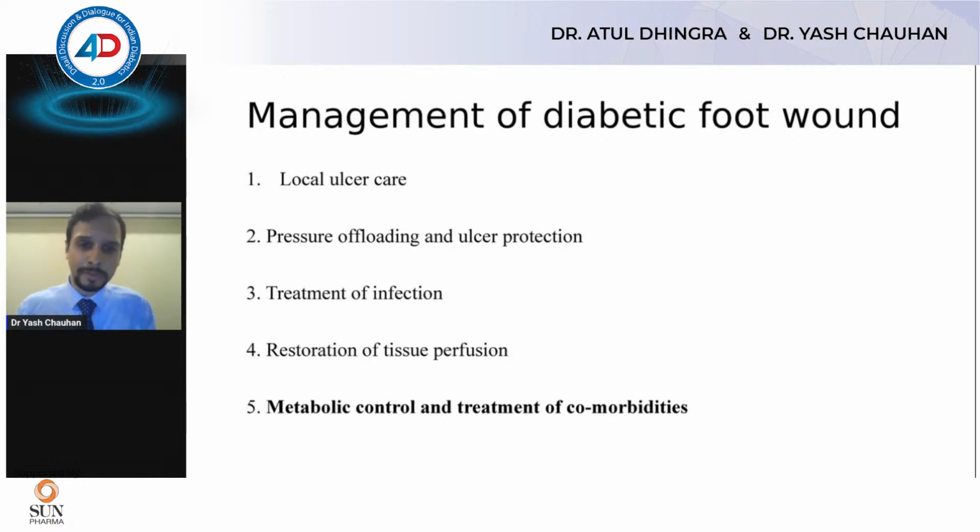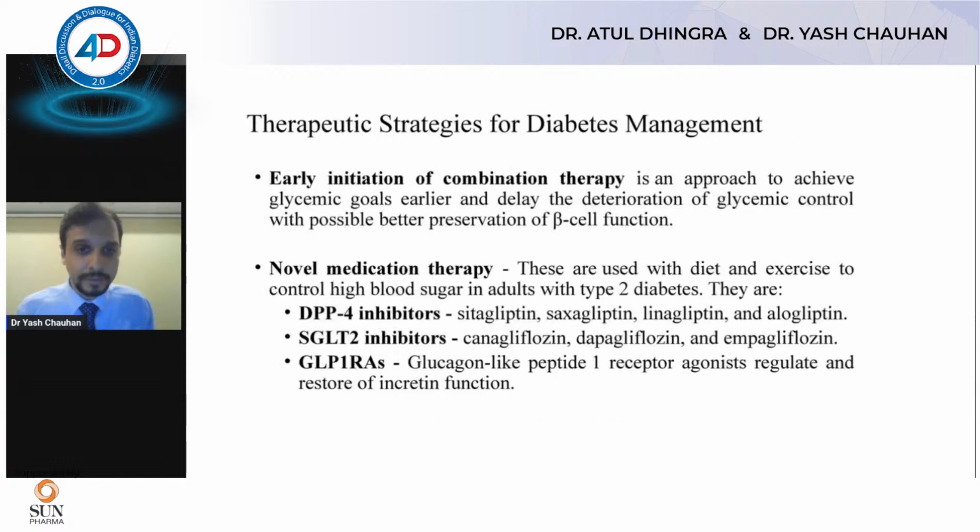Next, I'll be talking about metabolic control and treatment of comorbidities, because this is very important. Sugar control is one of the cornerstones. The other thing that we need to work on is blood pressure control. We need to add, in patients with peripheral artery disease, low dose clopidogrel or a statin. So these things do need to be done, and hypertension control also is important. Glycemic control: each patient should have their own glycemic targets and HbA1c targets.